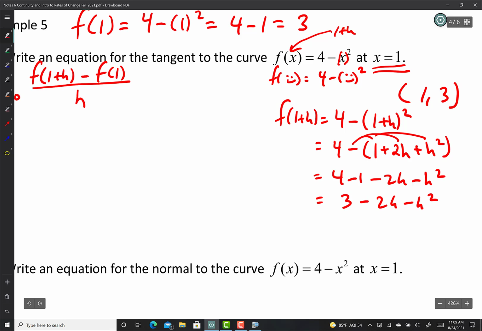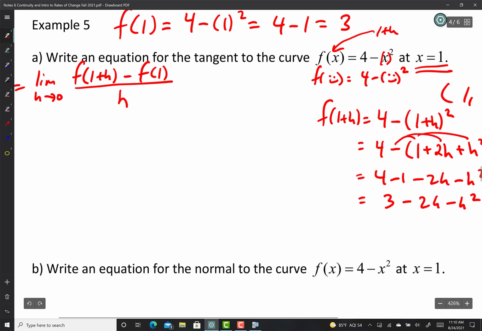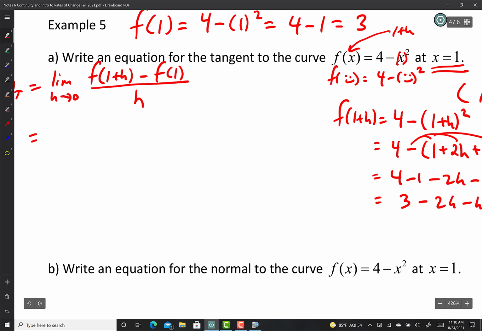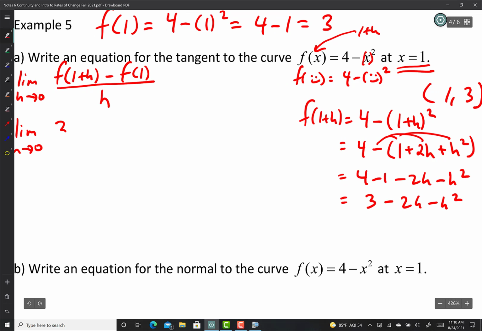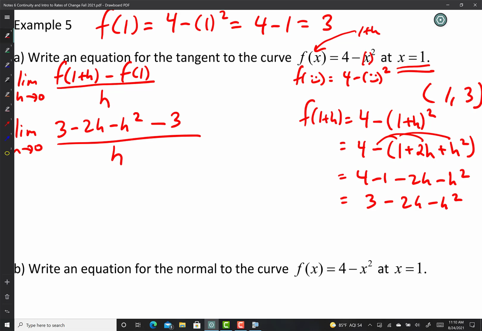So there it is. There's my f of 1 plus h. Are we okay? All right. Now, I'm going to come back, and I'm going to write limit as h approaches 0. And this is my f of 1 plus h. So I'm going to write 3 minus 2h minus h squared minus, what was f of 1? 3, all over h. Are we still okay?